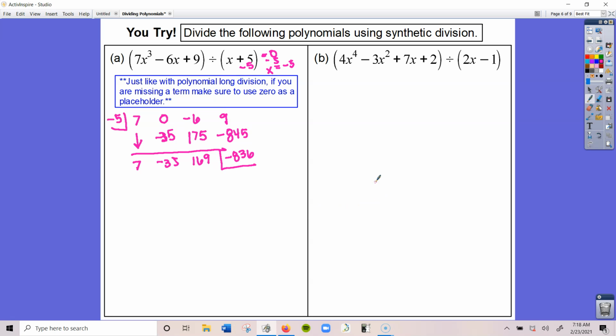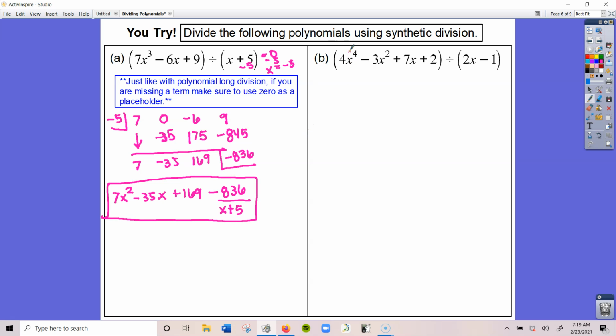Now, just like with polynomial long division, you always put the remainder over what you divided by. So this is how you would write your final answer. My highest exponent here for the polynomial that we were dividing is 3. That means that my exponent here would start with 2. So this is 7x squared minus 35x plus 169, and then we add the remainder, which in this case is negative, so minus 836, and we put it over what we just divided by, which is the x plus 5. And this would be my final answer.